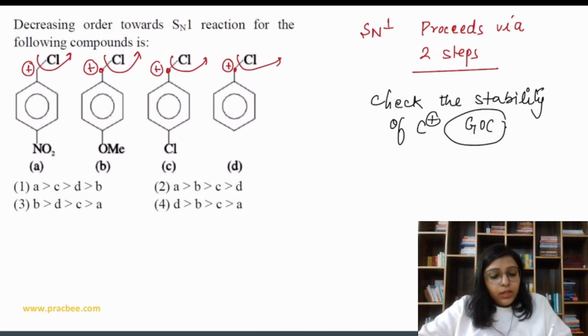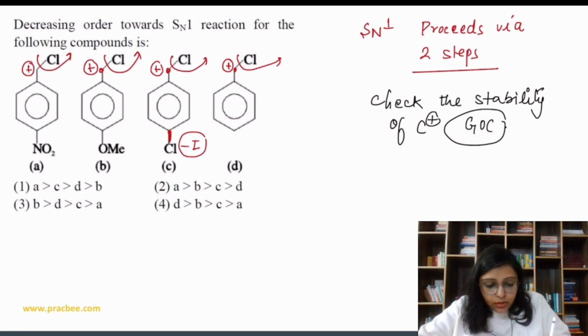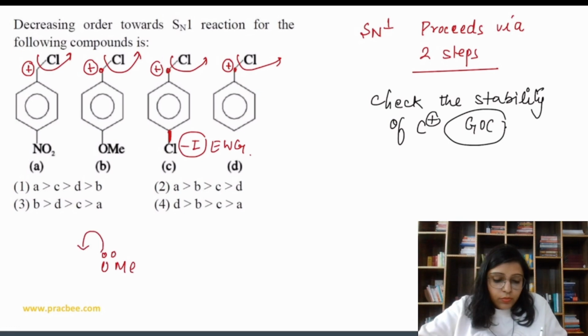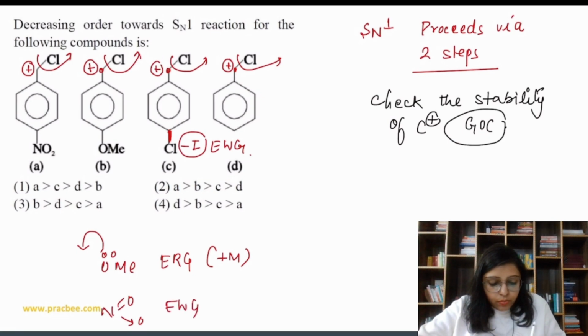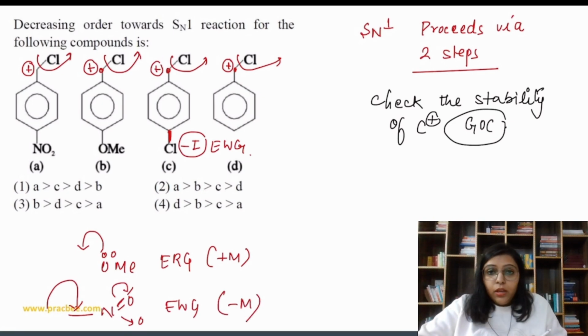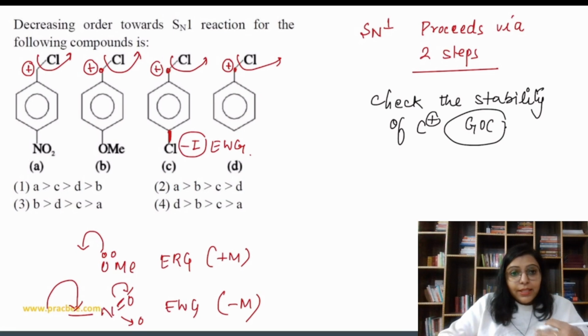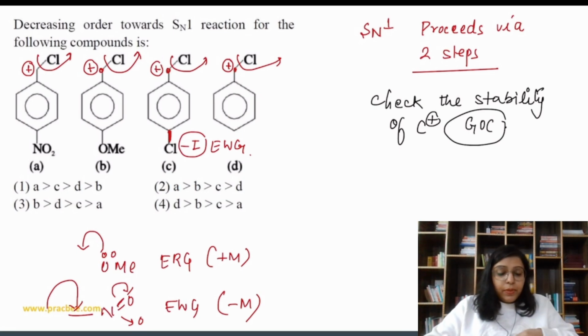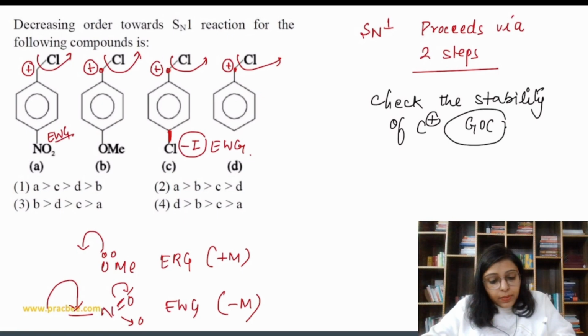Now, see, we have Cl. So Cl shows minus I effect. So this is electron withdrawing group. OMe, oxygen has lone pair, so it gives electron to the system. So this is electron releasing group, and here we have plus M effect. If we talk about NO2, NO2 is the electron withdrawing group because it can take electron from the system. It shows minus M. So carbocation is stabilized in the presence of electron releasing group, not in the presence of electron withdrawing group. Theek hai beta?